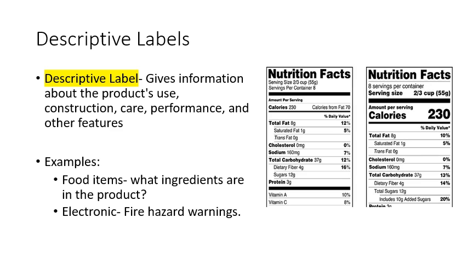Now some examples of just pure descriptive labels. Food items: what ingredients are in the product? We're all used to seeing over on the right the ingredients lists for foods. That's on pretty much every food item that you buy at the grocery store. That's an example of a descriptive label. It's letting you know what is in this particular food product that you're going to buy.